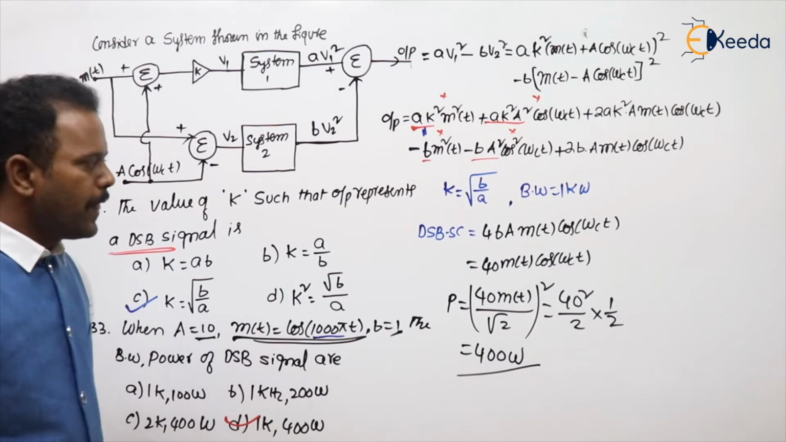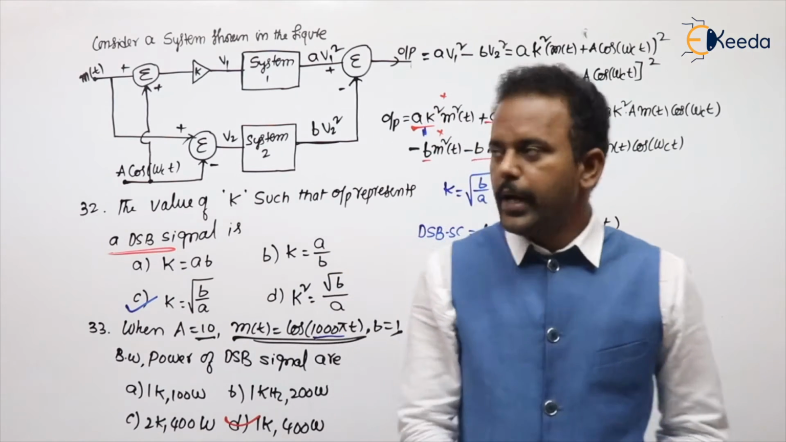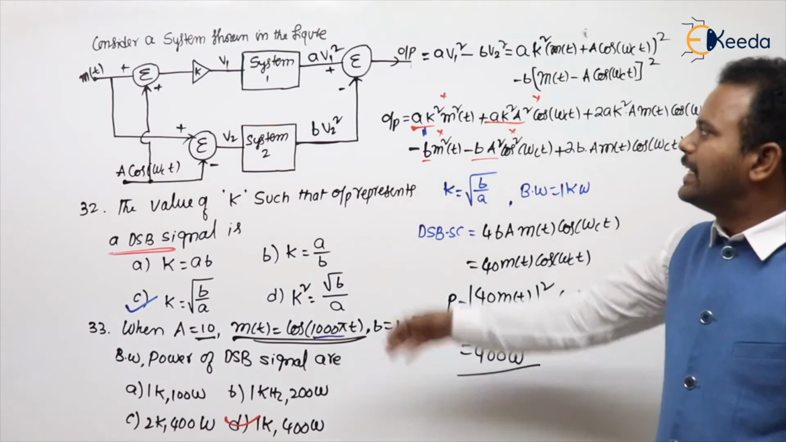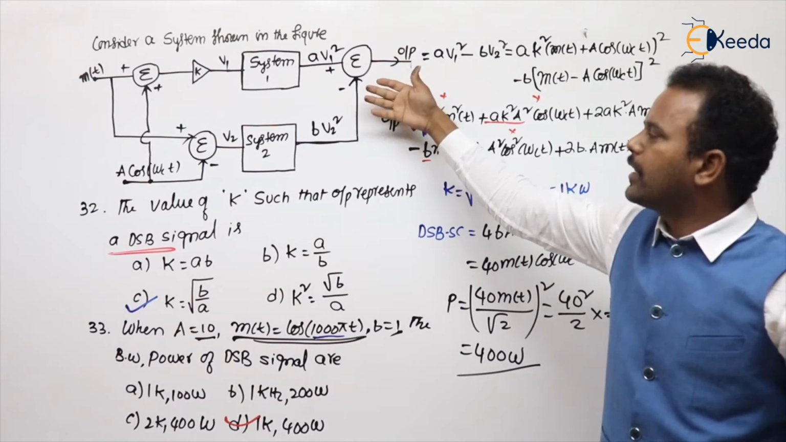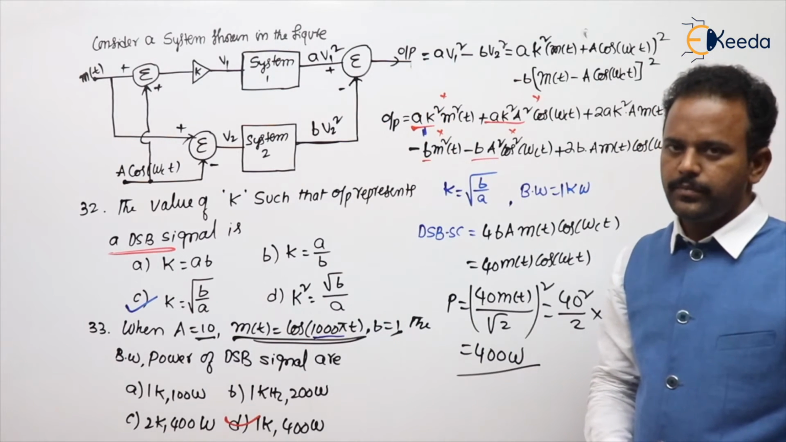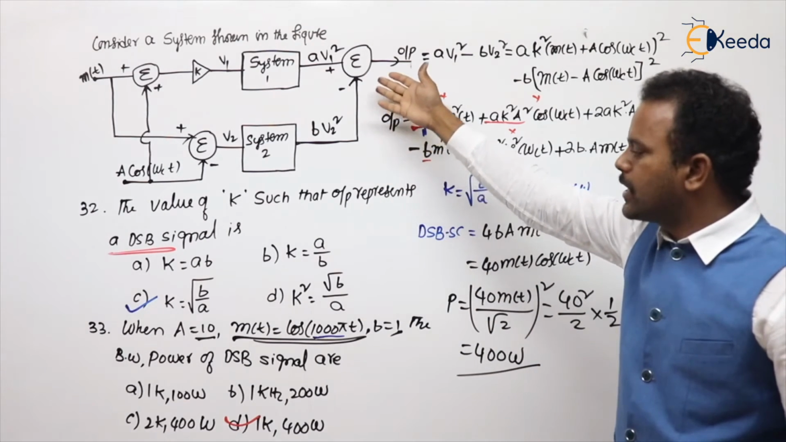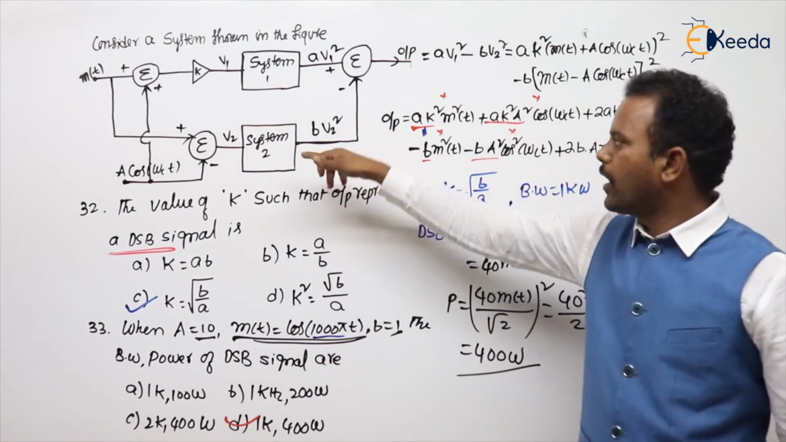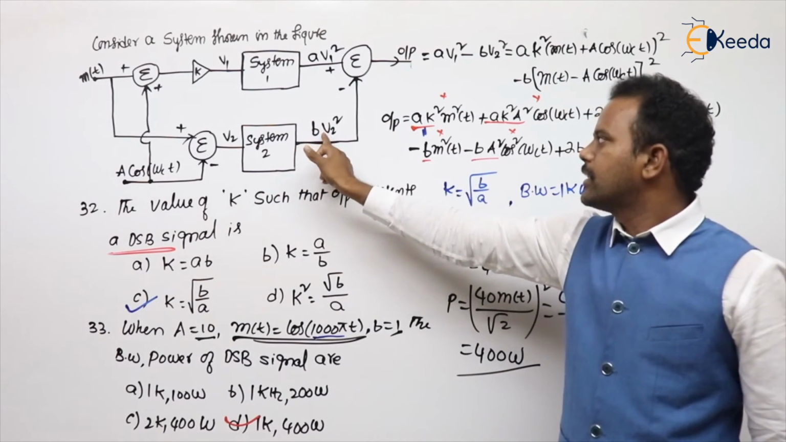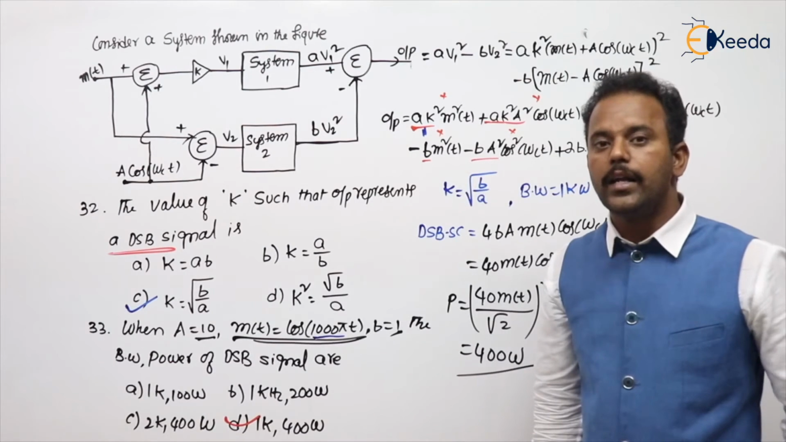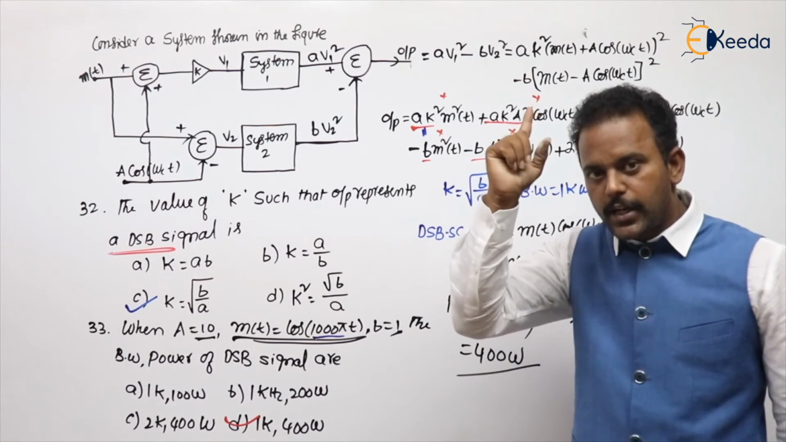So option D. This is a question based on the given block diagram, or you can say it is a problem based on the balanced modulator. The system 1 and system 2 are nonlinear devices, because of the square relation. There I have taken them as diodes.